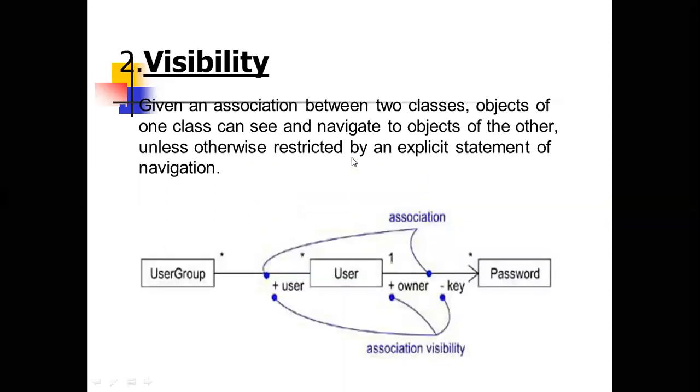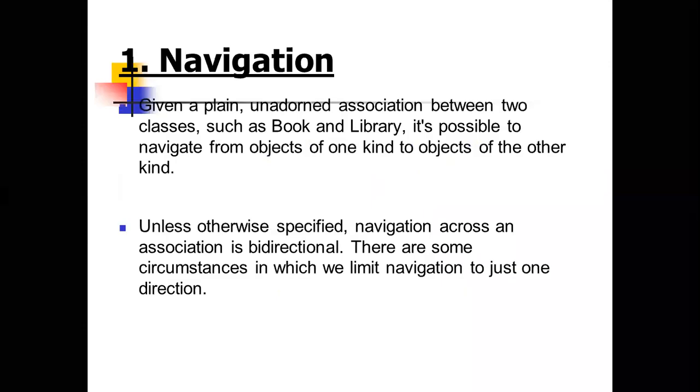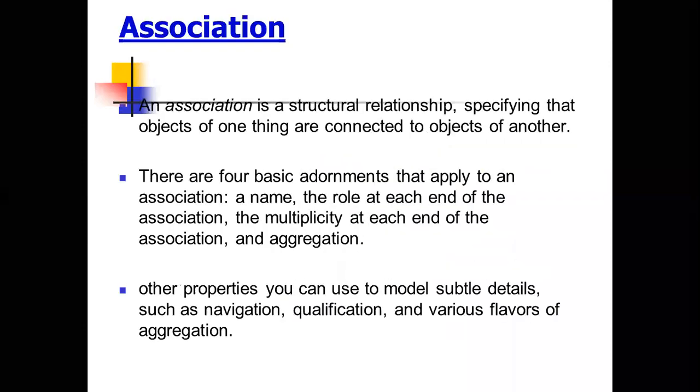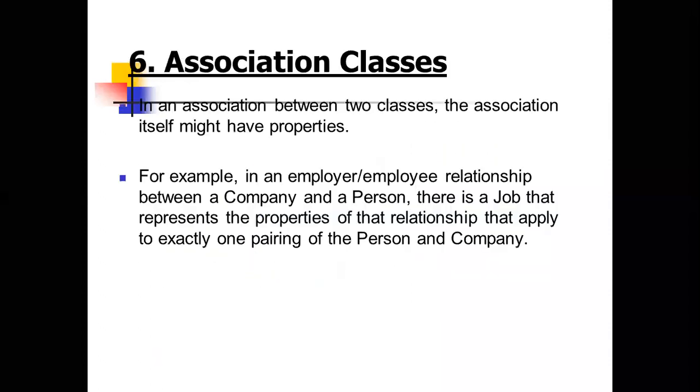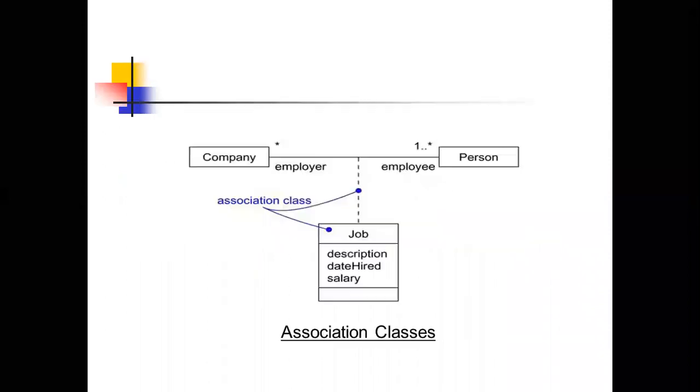Then we have seen the visibility. We have seen the navigation associations. So there are different associations available in structural modeling. Composite association. Then we have seen the association classes. See here, this is the association class. How to denote this association class with the association relationship.